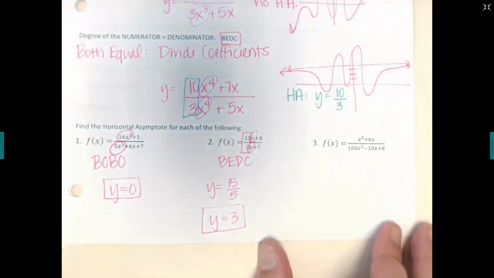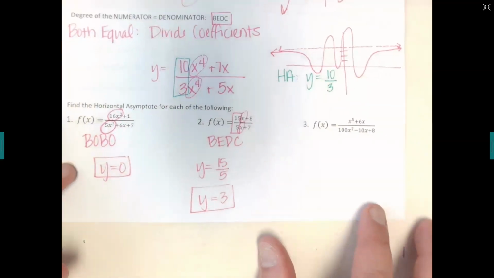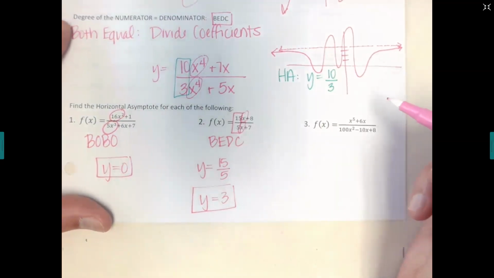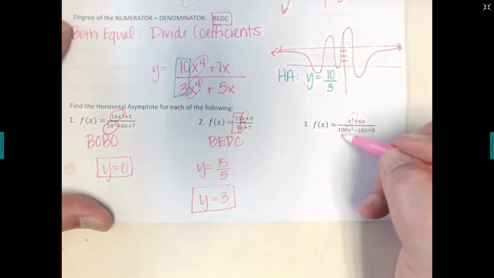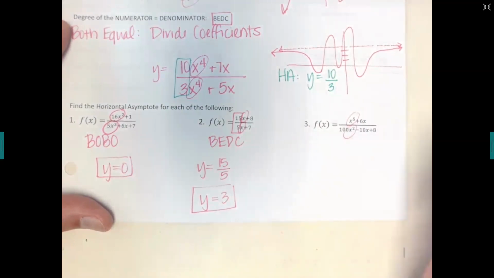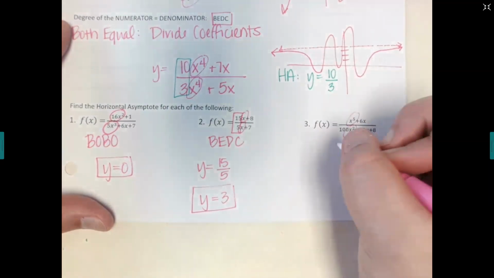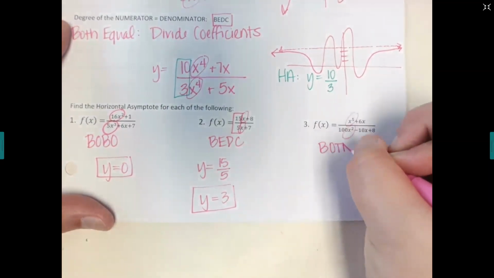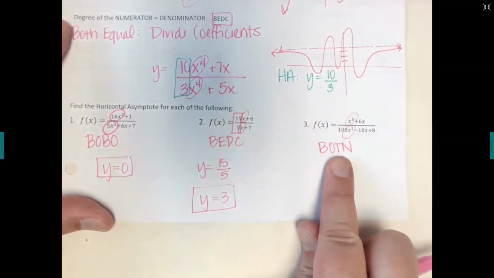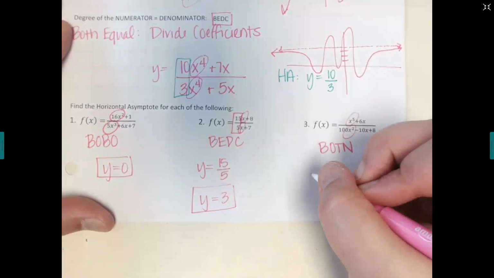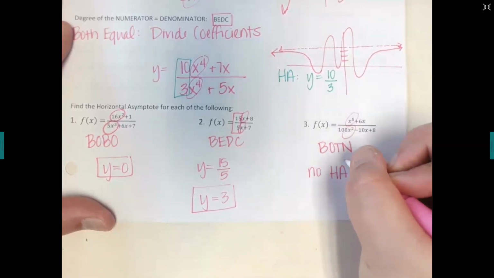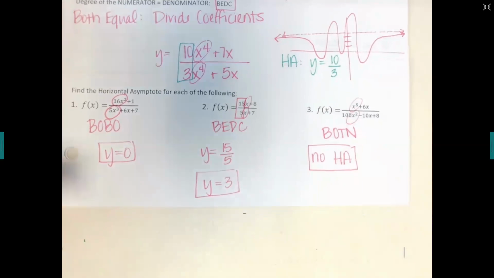Okay, one more like that. Take a look at number 3. What's the highest power on top? 5. What about on bottom? 2. Then which one's bigger? x5 or x2? 5 is on top, that makes it a BOTN. Okay, and remember what it stands for. Bigger on top, none. So you would put no horizontal asymptote. Now, sometimes people will say, well, wait, if it's 100, how is that not bigger? Remember, you're not looking at the coefficients, you're looking at the powers. Okay, go ahead and turn the page, please.